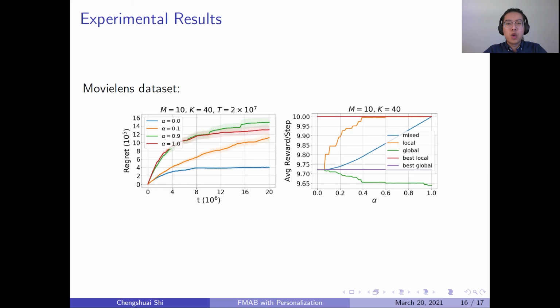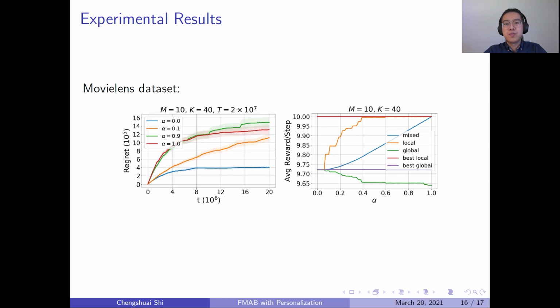Experimentally, using the MovieLens data sets, we can see that with different values of alpha in the figure on the left, PFUCP has a very stable performance. And from the right side figure, we can see that with the change of alpha, the average reward of the mixed model, which is the blue line in the middle, can smoothly balance between the two extremes. Such smooth transitioning allows us to trade off between the two extremes and allows a flexible learning objective decision.